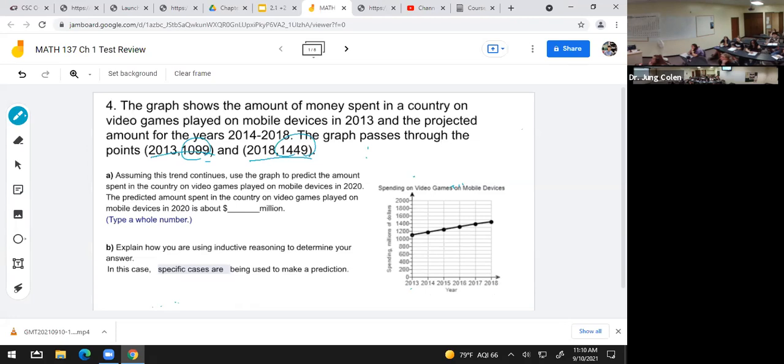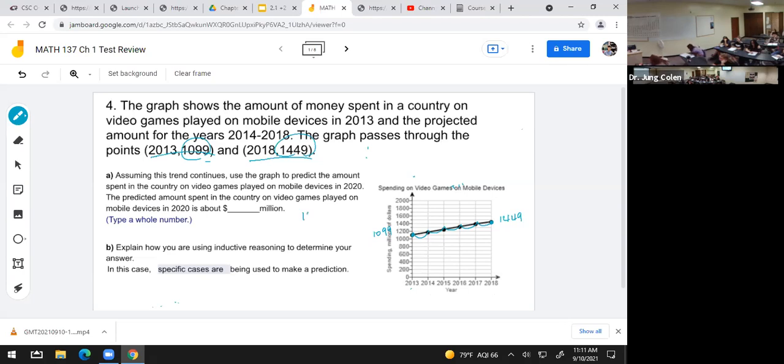So this value up here is 1,099. And on 2018, it's given as 1,449, right? Then what's the difference? You can find the difference and divide it by how much? 1, 2, 3, 4, 5, right? So you can find how much is increasing per year.